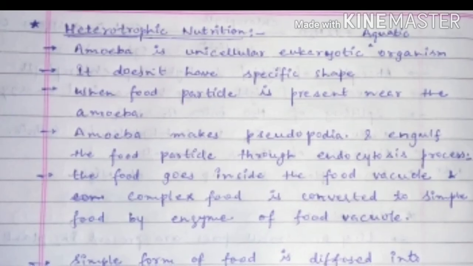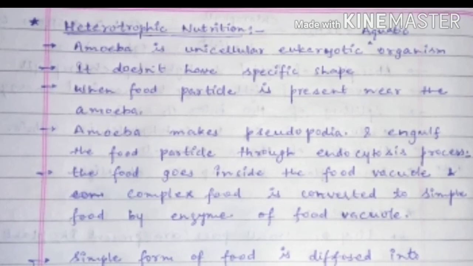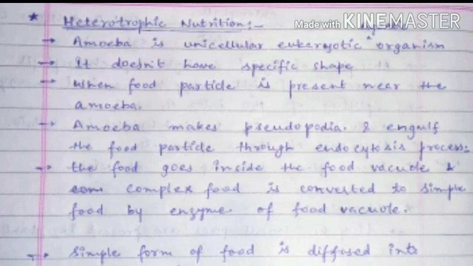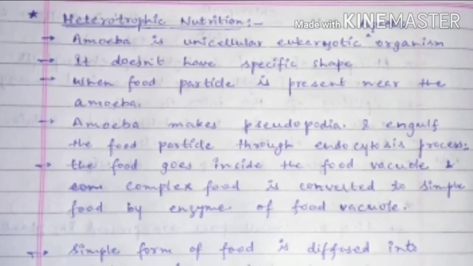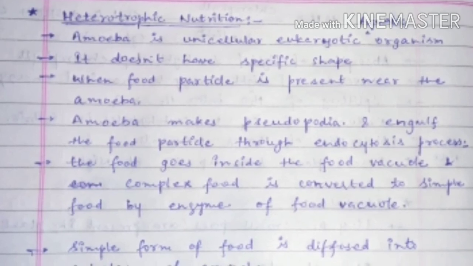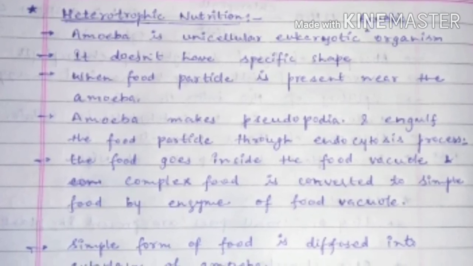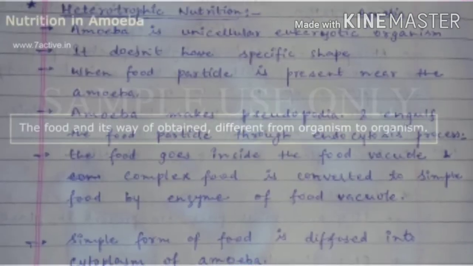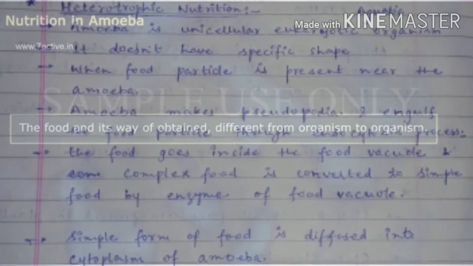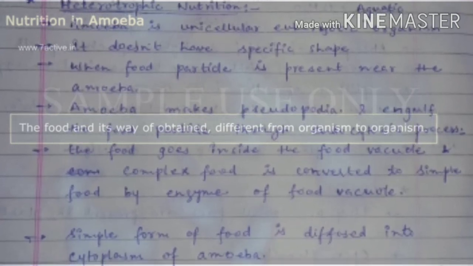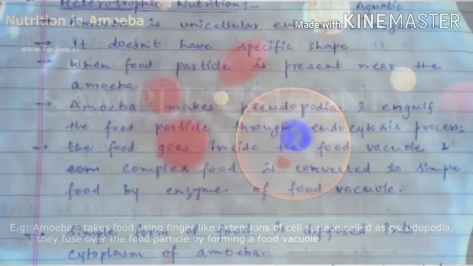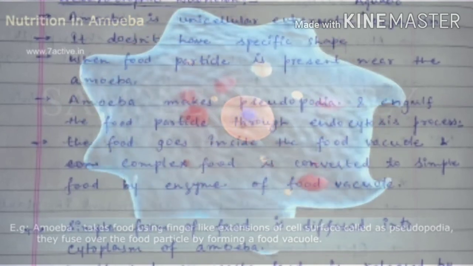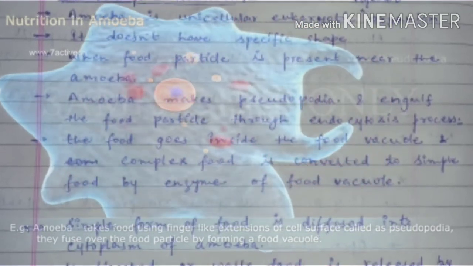Then students, we will discuss heterotrophic nutrition. Heterotrophic nutrition takes place in humans and many animals. So we will discuss here the amoeba. Amoeba is a unicellular eukaryotic aquatic organism. Its shape is not specific, and you will see whenever a food particle comes near the amoeba, it will engulf the food particle through the process of endocytosis.